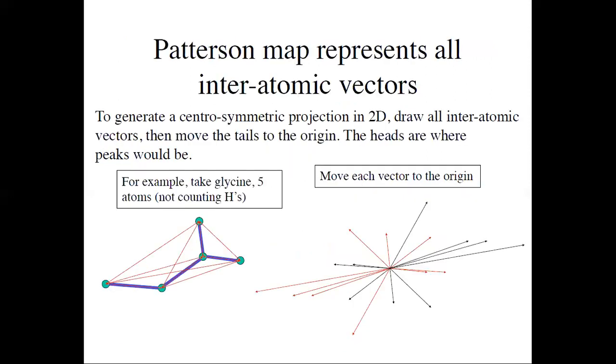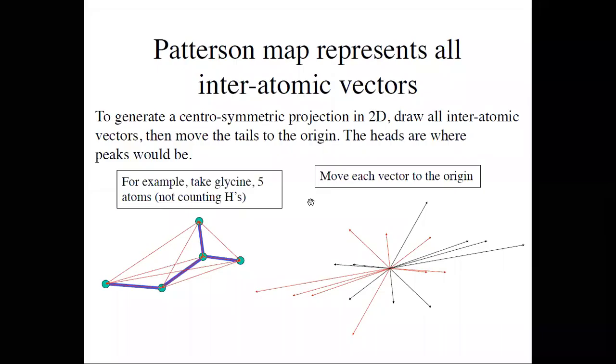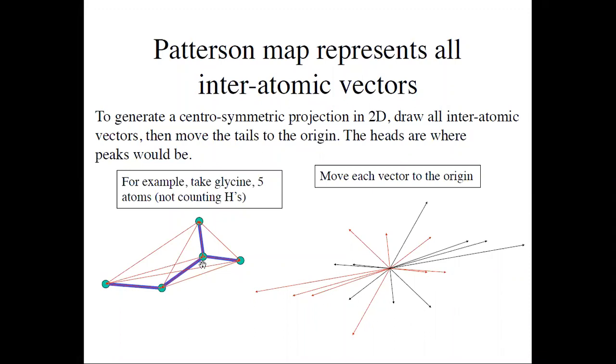To generate a centrosymmetric position in 2D, draw all the interatomic vectors, then move the tails to the origin, the heads are the wave. For example, glycine is an example of five atoms in which the vectors should move in a similar direction. This figure shows the five atoms should be changed and scattered from the different origin, in which each vector should be changed.